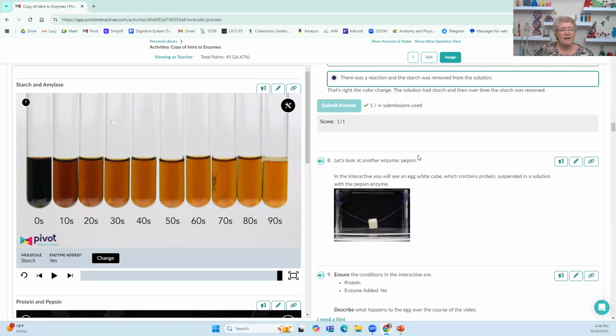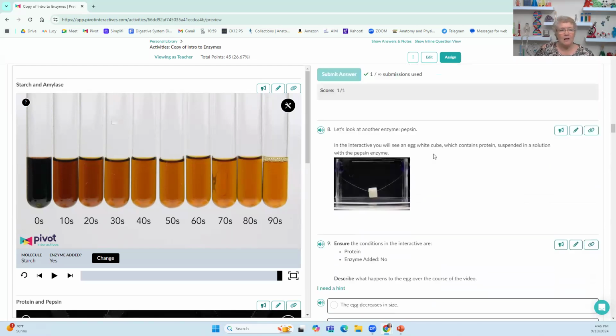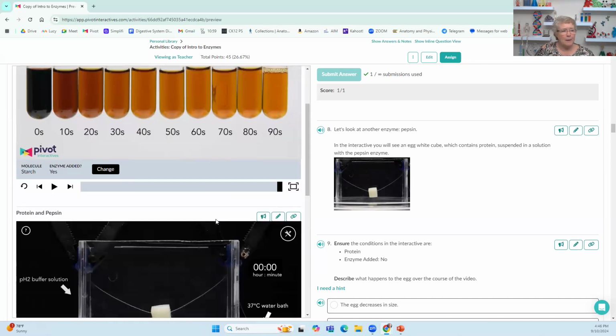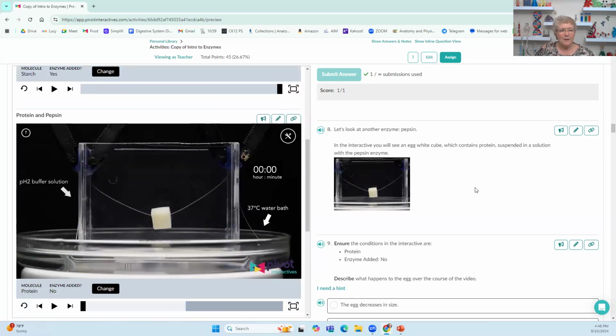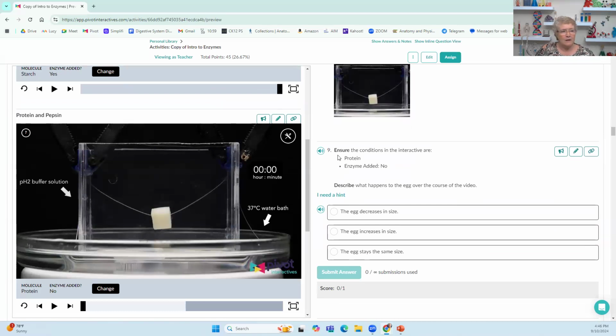We're going to look, though, at another enzyme. So pepsin is an enzyme that we have in our stomach that helps to digest protein. So in this interactive, we're going to see an egg white cube right here, and it contains protein because egg whites have protein in them. It's suspended in a solution with the enzyme pepsin.